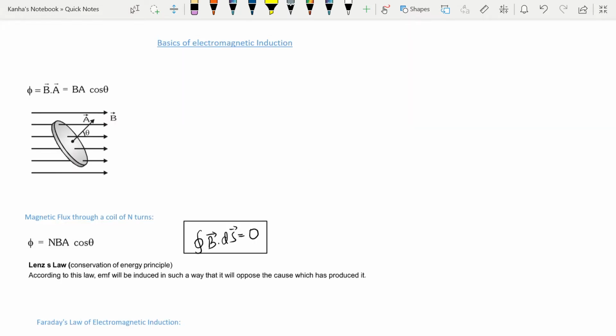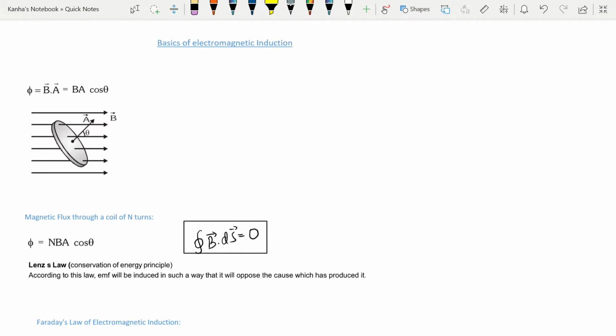We start off our lesson by talking about the basics of electromagnetic induction. The first topic that I want to introduce here is the magnetic flux. The magnetic flux, which is linked with a surface held in a magnetic field, is defined as the number of magnetic lines of force crossing that area.